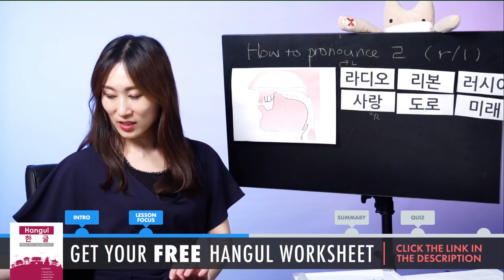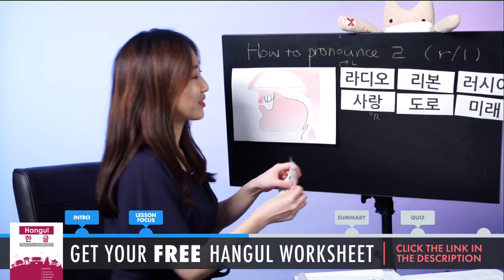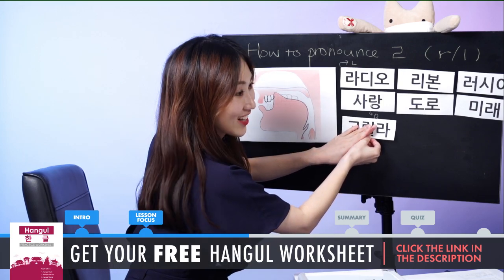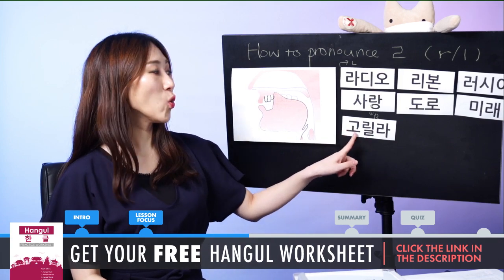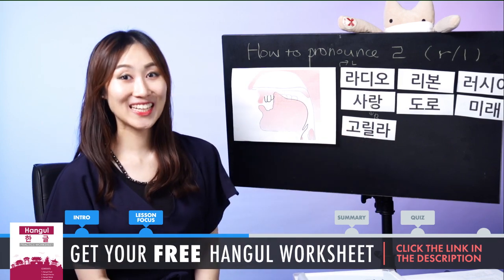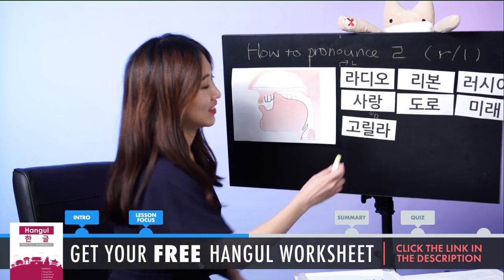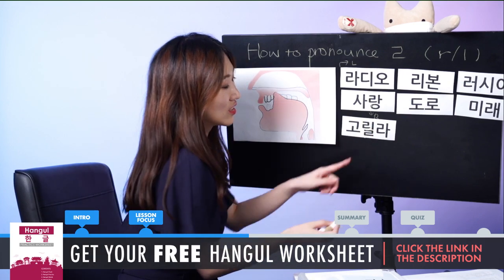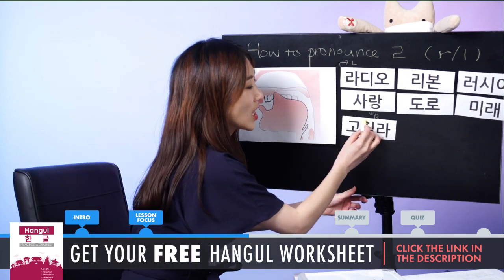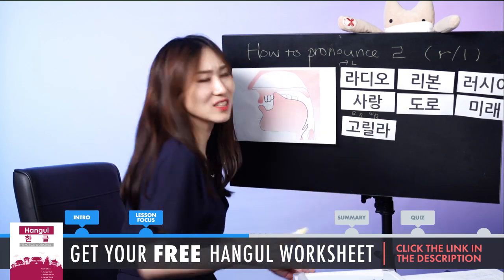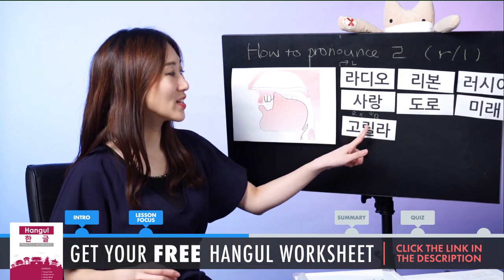Then how about this? Gorilla. Gorilla in Korean is 고릴라. This real sound is between the words, in the middle of the words, right? So it's kind of like R sound. It's not gorilla, it's gorilla.